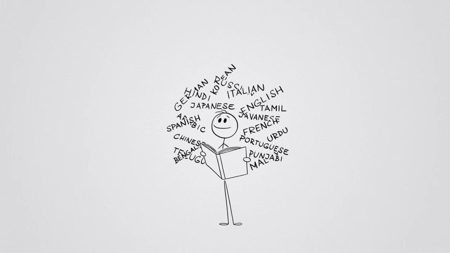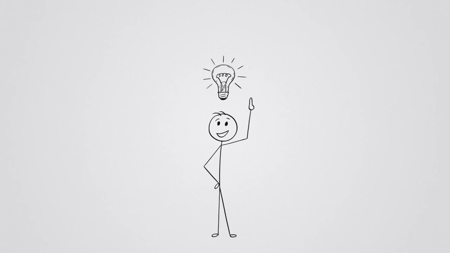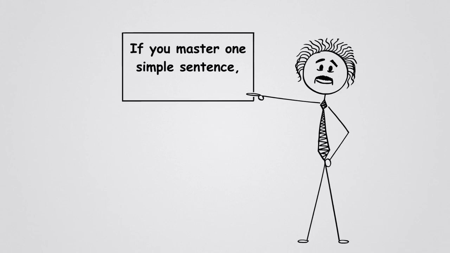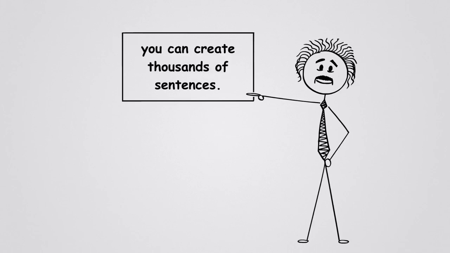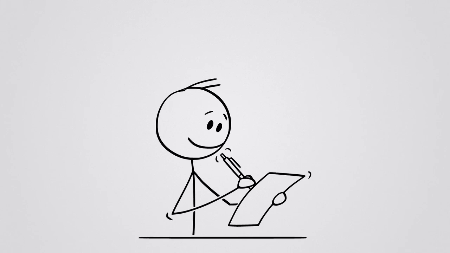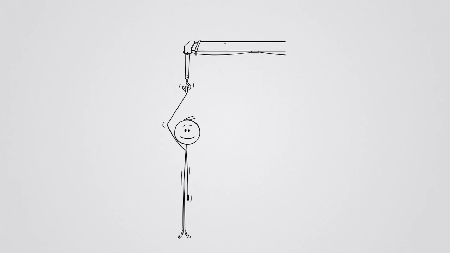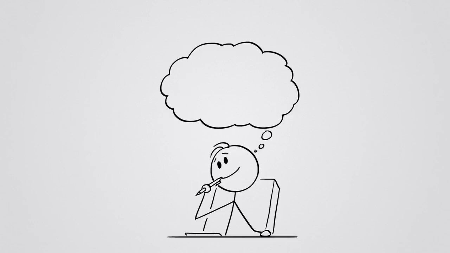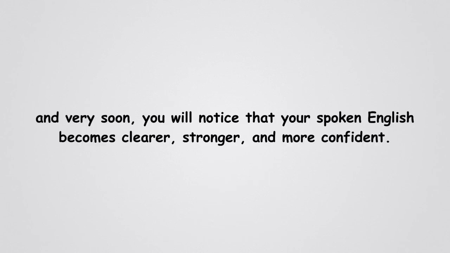So remember, English sentence building is not about memorizing grammar rules. It is about understanding patterns and adding information step by step. If you master one simple sentence, you can create thousands of sentences. If you learn how to add phrases, you can speak longer and more fluent English. Keep practicing short sentences first, and then slowly build them into longer sentences. And very soon, you will notice that your spoken English becomes clearer, stronger, and more confident.